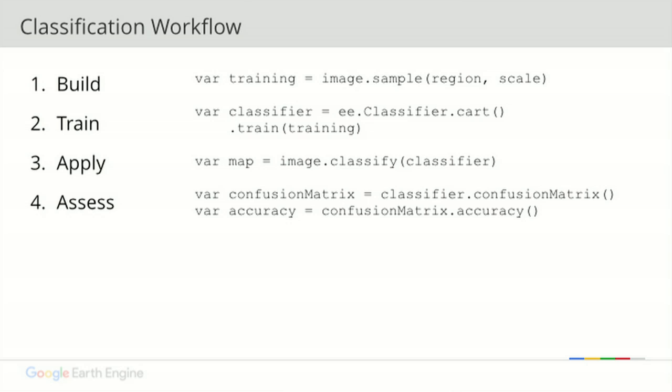Once it's built up, you can say, based on all your training data, reclassify your training data and tell me how well you think that worked out. So a cross-validation with the training data. And then once you've got a confusion matrix, you can get some accuracy assessments out of it.